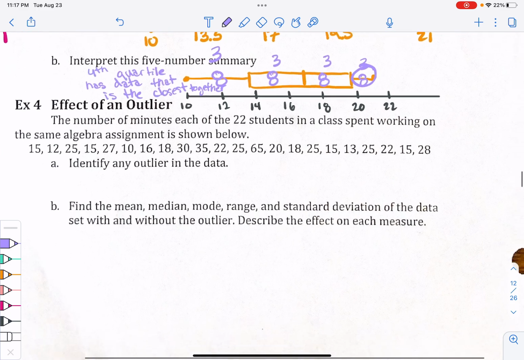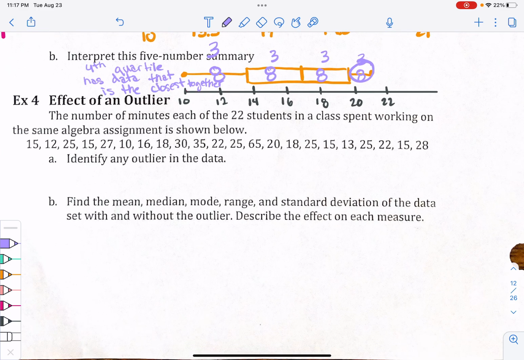All right, example 4, this is the last one. The number of minutes that each of the 22 students in a class spent working on the same algebra assignment is shown below. That whole big long thing, okay? It says identify any outliers in the data, okay? And an outlier is a number that's either really, really small, away from the rest of the data, or really, really large, away from the rest of the data, okay? That outlier can affect the data in a lot of different ways, and we're going to talk about those effects down here in the second part B, okay?